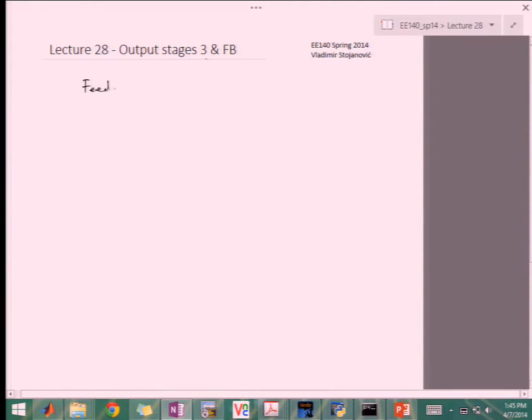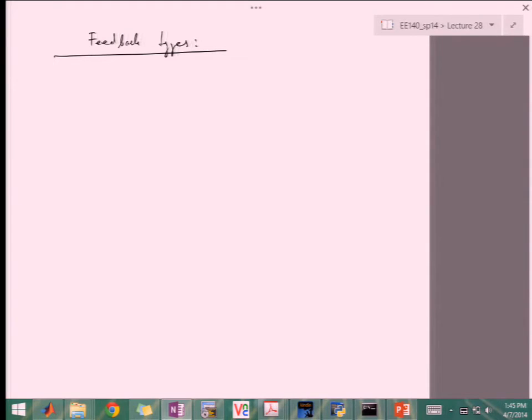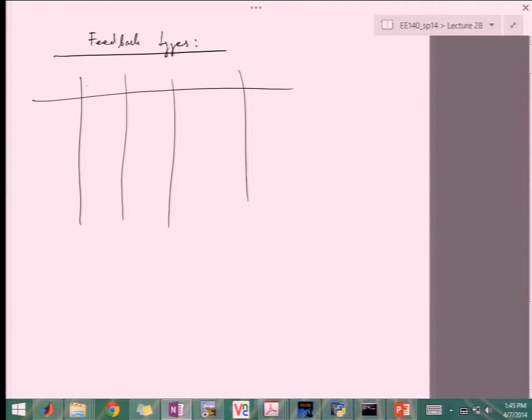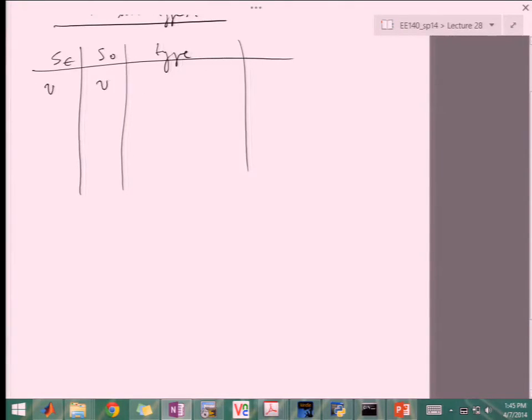So we're going to define these as feedback types. And we're going to have the S error, S output. I guess I can here say type. Okay, so we have voltage. Anybody knows how that's called? We have voltage at the input, and you're trying to create a voltage error signal. And then at the output, you're also trying to sense voltage to be able to apply the feedback. Anybody remembers from, I guess, I don't know, 105 talked about that? Not, okay.